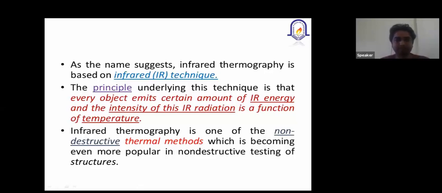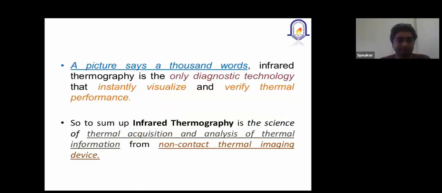A picture says 1,000 words. Infrared thermography is the only diagnostic technology that instantly visualizes and verifies the thermal performance. So this is the only thermal tool which gives an instant and accurate result. To sum up, infrared thermography is a science of thermal acquisition and analysis of thermal information from a non-contact thermal imaging device. So this is a tool to analyze the structure thermally and find the best possible solution to overcome the structural damage. Now the instrument only does 50% of the work.